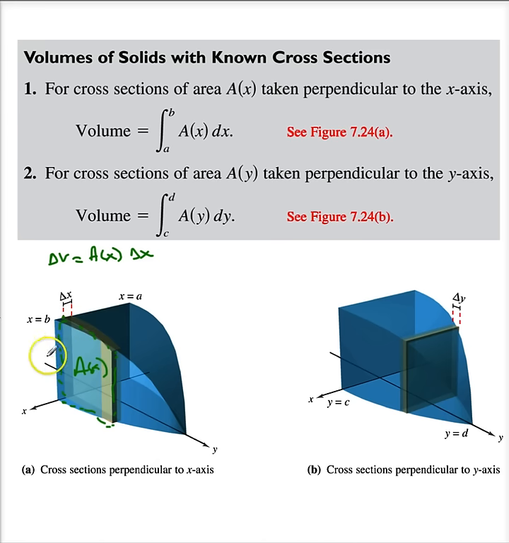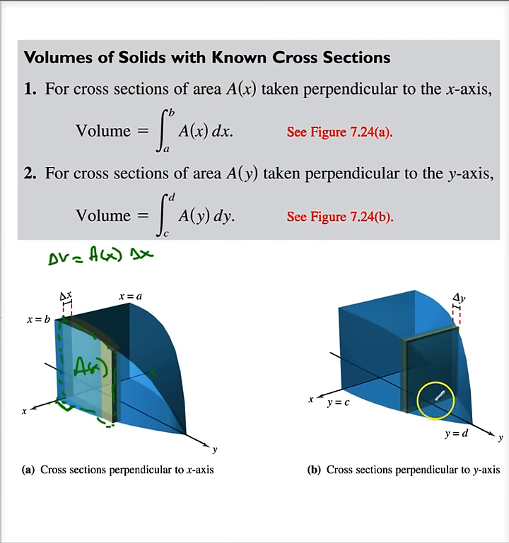So this is a case where I've taken thin slices perpendicular to the x-axis, and I know that all of my slices are going to have the same shape. So the volume, when I add all of these up, is going to be the integral from a to b of A of x dx.